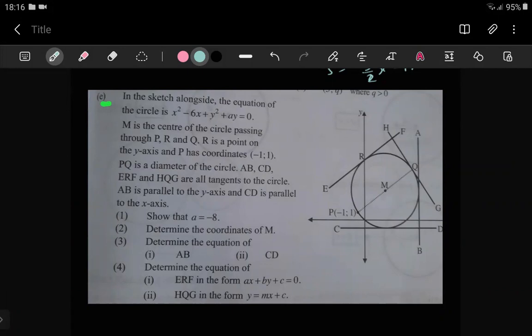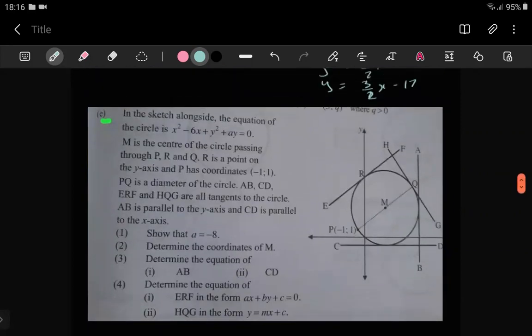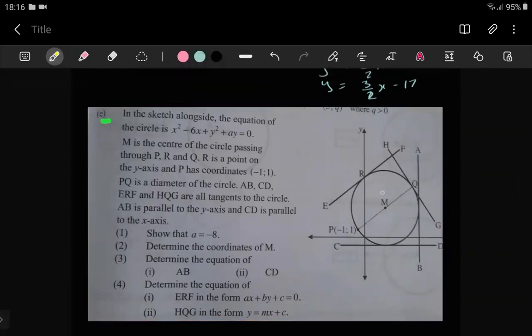If you don't make use of the information you're given, it's going to be a mess. So how far did you get with this question? I managed to do number 1. And then number 2 was where things started to go south.